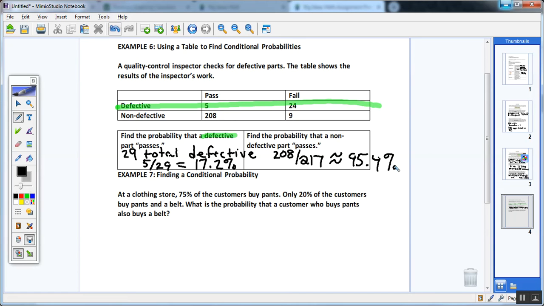If parts are non-defective, they should get through. Sometimes people just don't do their job and they pull a few out. And it makes sense in the other one. If parts are defective, sometimes bad parts get through.